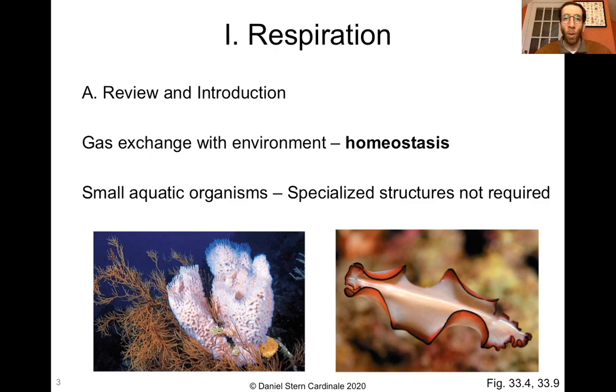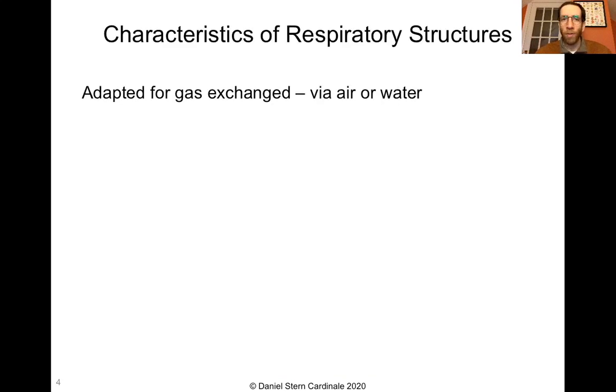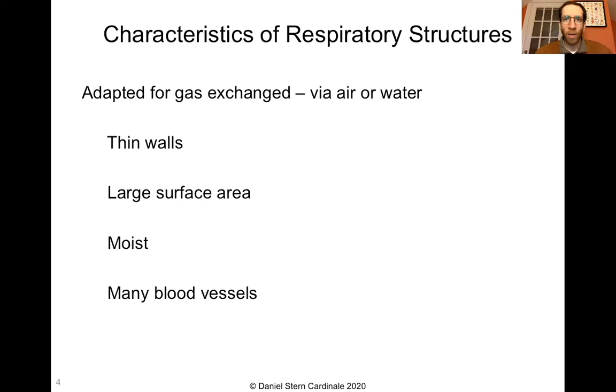But if you are bigger or more complex, then you need a specific respiratory structure to facilitate the gas exchange between the body and the environment. There are a number of different respiratory structures we're going to look at, but they all have similar characteristics. The idea is that they are all adapted for gas exchange, either via the air or within an aqueous or marine environment. So they all share this set of traits.